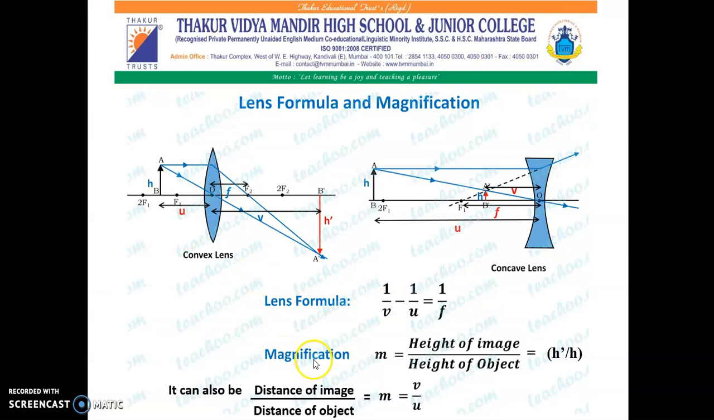Magnification. The magnification due to a lens is the ratio of the height of the image to the height of the object. So over here it is h'/h. Magnification due to a lens is also related to the distance of the object. It can also be obtained in terms of the distance of the image and the distance of the object. So it is the ratio of the distance of the image to the distance of the object, which can be given as v/u, because v is the distance of the image from the optical center and u is the distance of the object from the optical center.